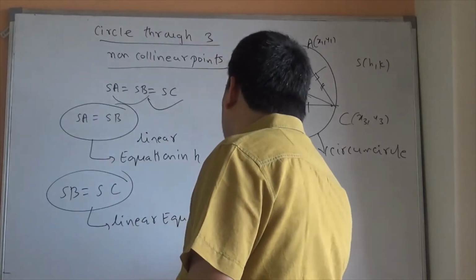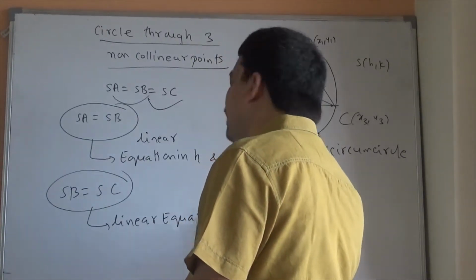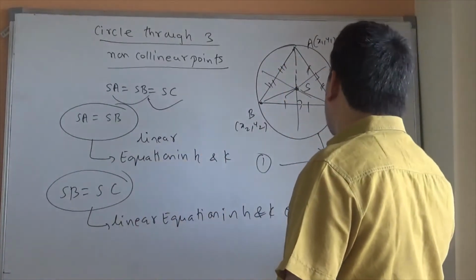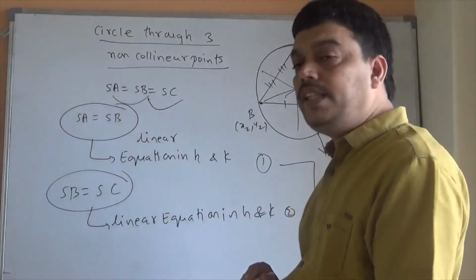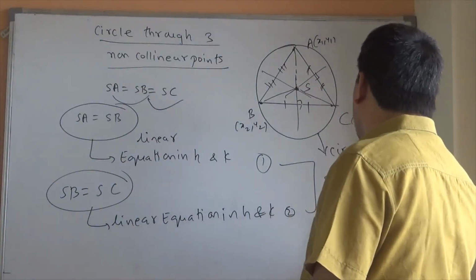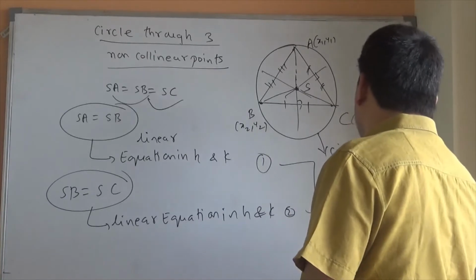Once we get two linear equations in h and k, we have two equations and two unknowns. Solving these two equations will help us find the value of h and also the value of k. So we now got the center.